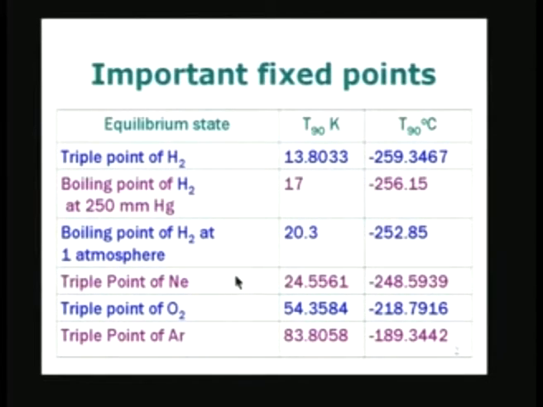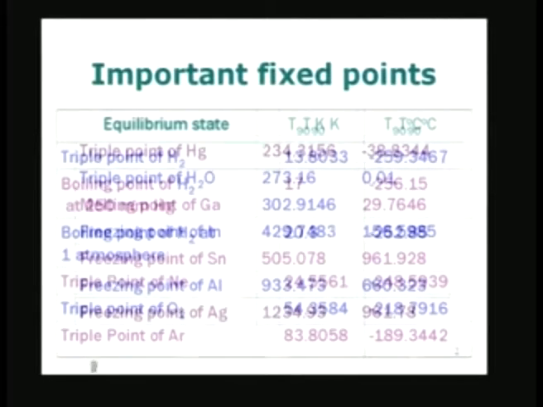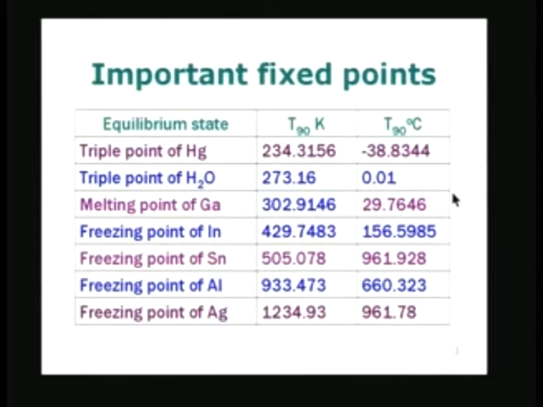Then as you go along, you see several other fixed points like the triple point of neon, Ne stands for neon, which is 25.5561, the triple point of oxygen, 54.3584, and the triple point of argon, 83.8058. If you look at the table, the temperatures are going in ascending order. From the lowest value of 13.80, we have come up to 83.80 Kelvin, or from minus 259.3467 degrees Celsius to minus 189.3442, and we need more fixed points to cover the entire range of interest to us, and they are given in the next slide.